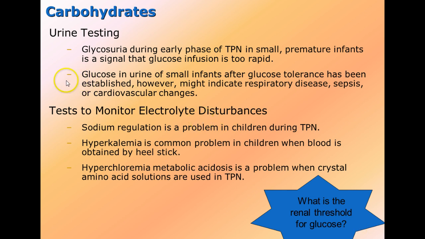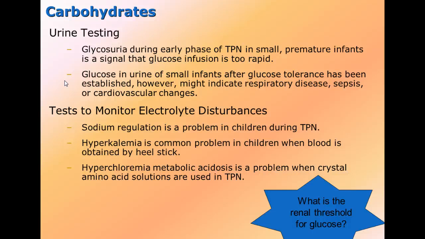We also see glucose in the urine of small infants after glucose tolerance has been established, however, might indicate respiratory disease, sepsis, or cardiovascular changes. So in stressful situations, we may see it in the urine as well.